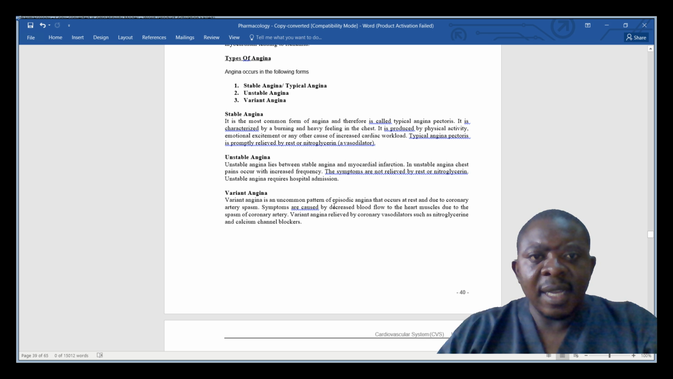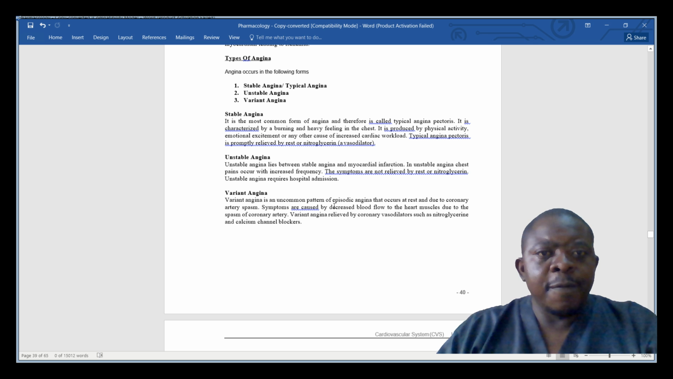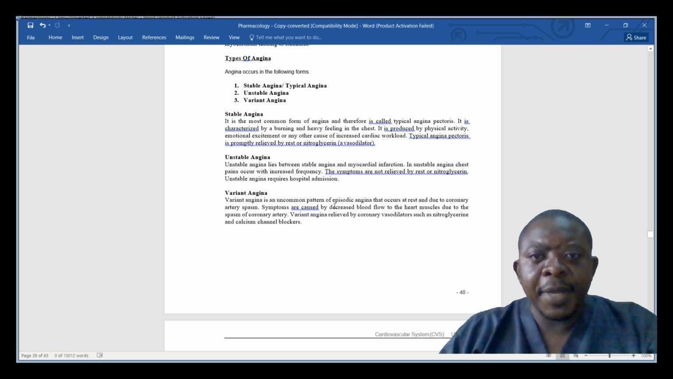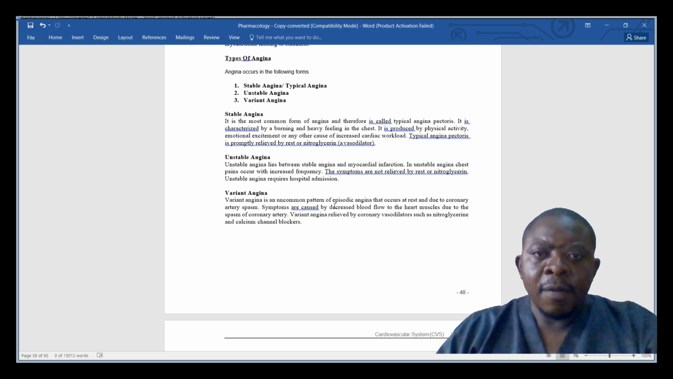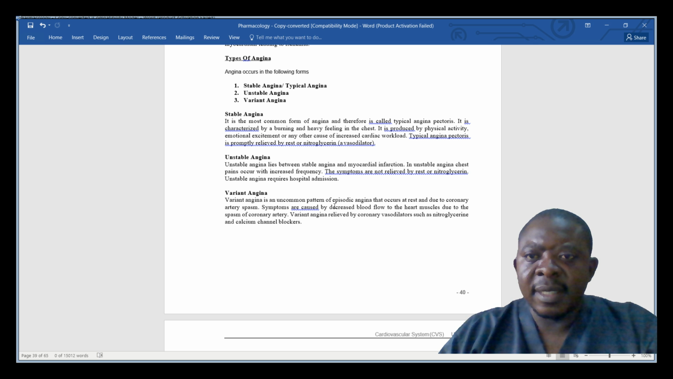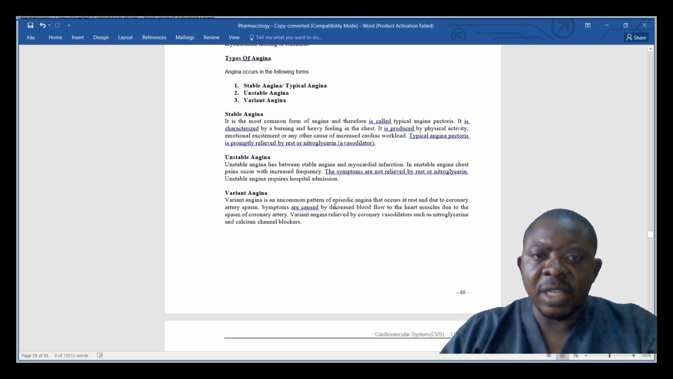Variant angina. Variant angina is a pattern of episodic angina that occurs at rest and is due to coronary artery spasms. Symptoms are caused by decreased blood flow to the heart muscles due to the spasms of the coronary artery. Variant angina may be relieved by coronary vasodilators such as nitroglycerin and calcium channel blockers.